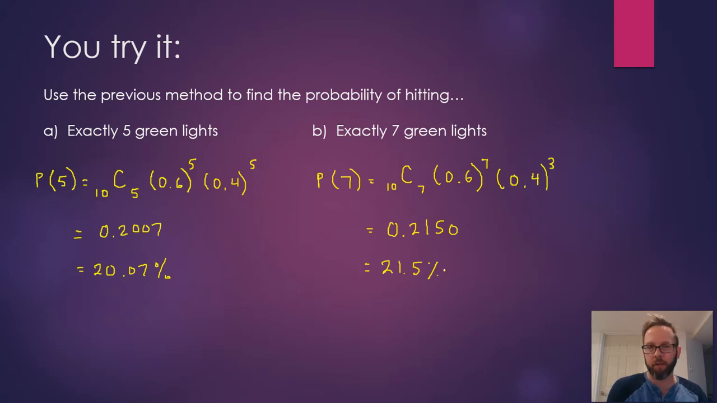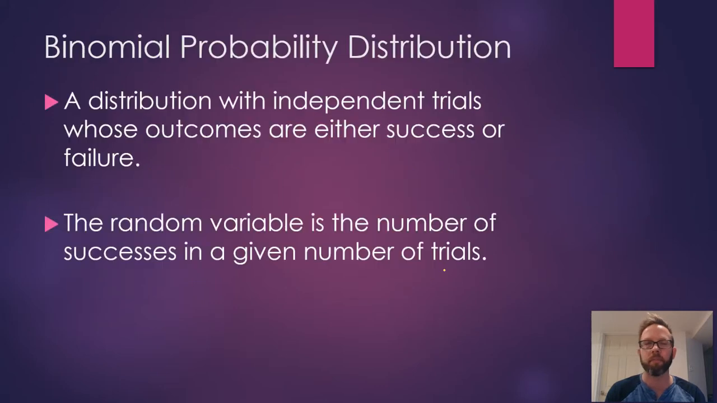So yeah, this is a scenario, green light, red light, where you can think of it as a success or a failure. The green light was a success and the red light was a failure. And each time we had 10 traffic lights and we were looking for a certain number of those 10 to be a success, a green. This is an example of a binomial probability distribution.